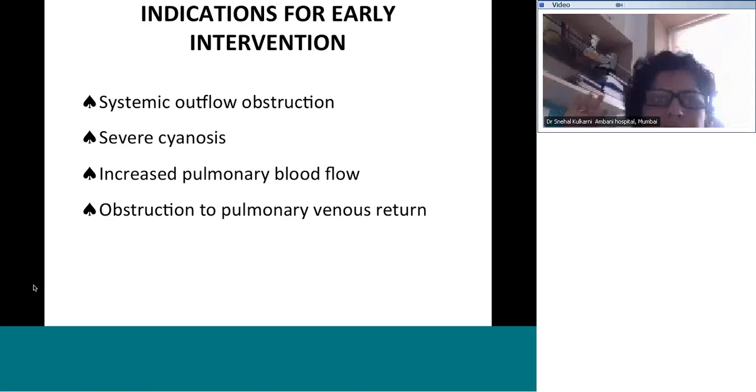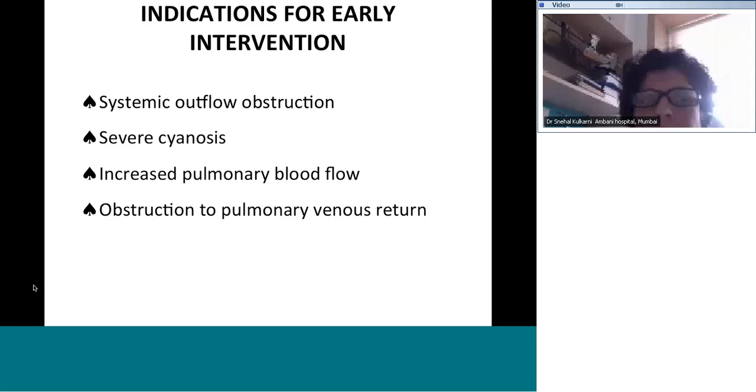In addition to systemic outflow obstruction, especially in patients with hypoplastic left heart, if you don't have adequate blood flow in the ascending aorta, your coronary perfusion is also at risk. So systemic outflow obstruction in patients with hypoplastic left heart syndrome is an early indication to intervene immediately after birth.